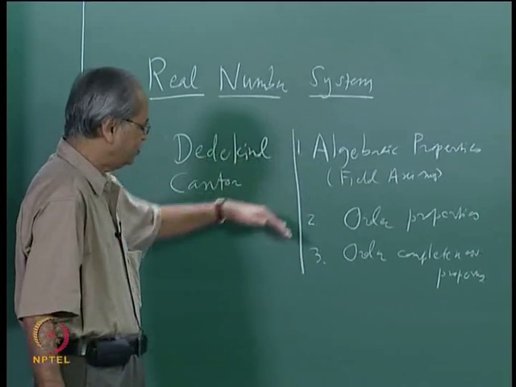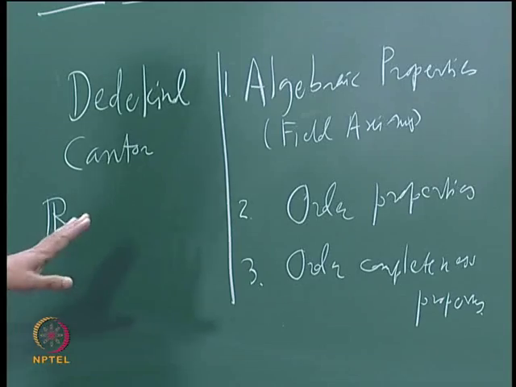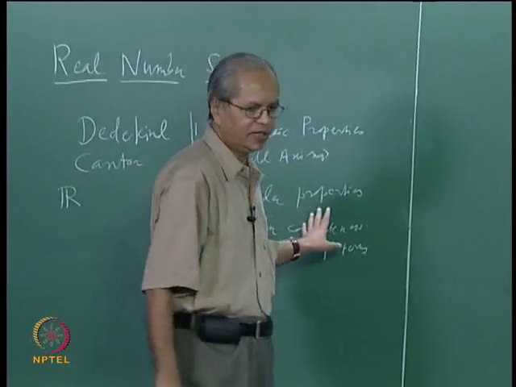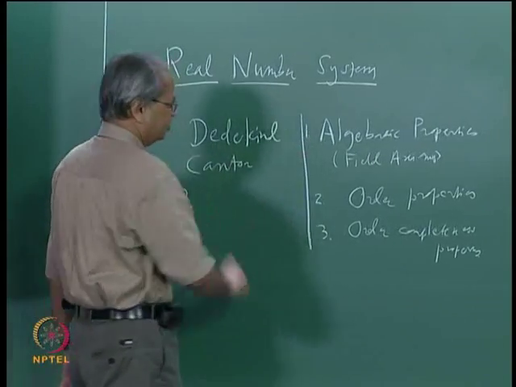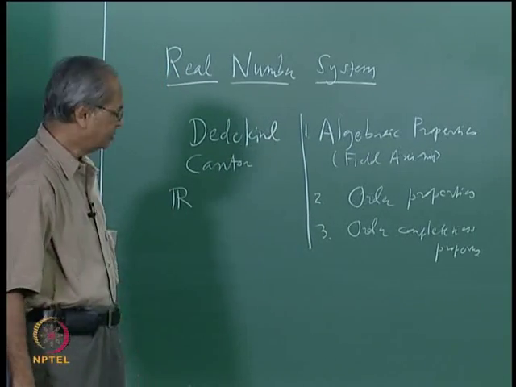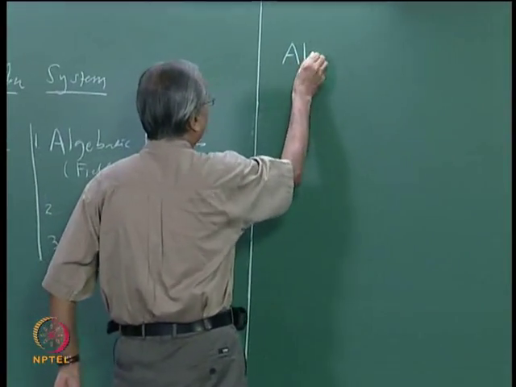All of these properties together with this set characterize what is called the real number system. I will come to the discussion of what is meant by characterizing a little later. So first of all let me go to the algebraic properties. What these algebraic properties say is the following: algebraic properties, or what are called field axioms.